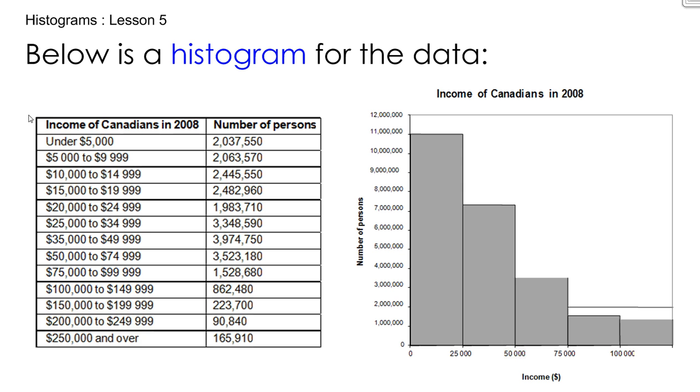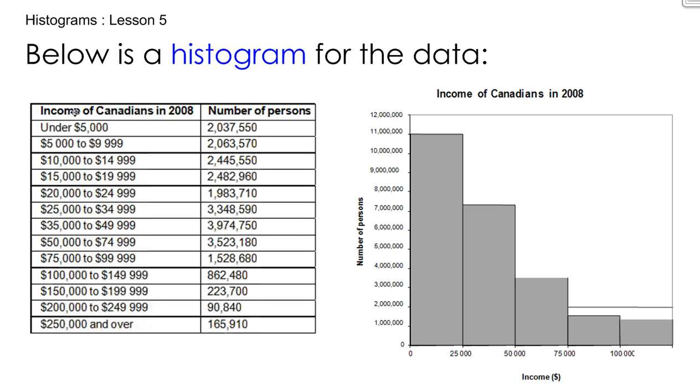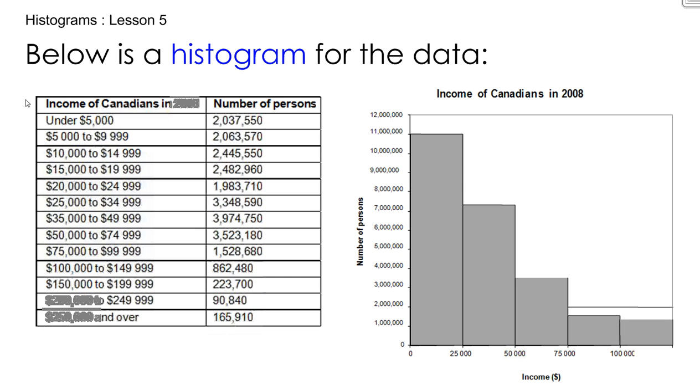Okay, so essentially what happens, we use histograms when we have data that's continuous, grade 8s. And I mean the fact that if you take a look at this chart here, it should technically be 0 to 4,999. This here is a chart for income of Canadians in 2008. Under 5,000 were 2 million and change, 5,000 to just slightly under 10,000, 2 million and change, 10,000 to 14,999, 2 million and change, 15,000 to 19,999, 2 million and change, and then it keeps going up.